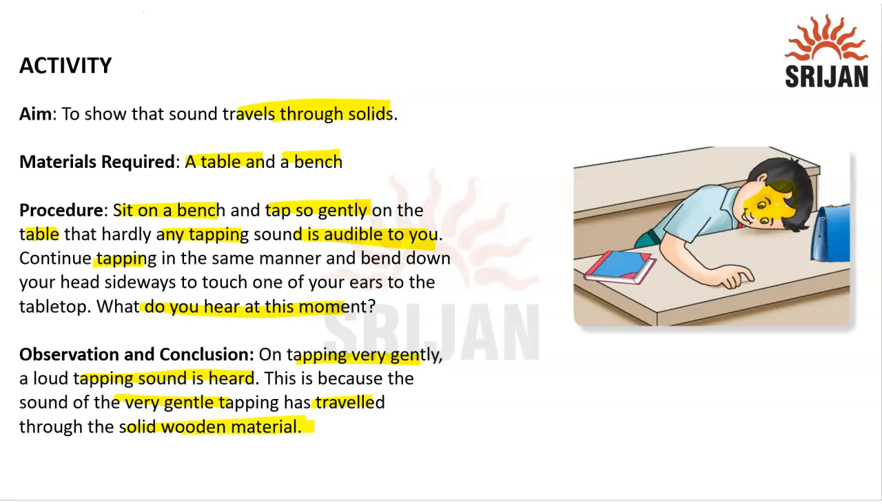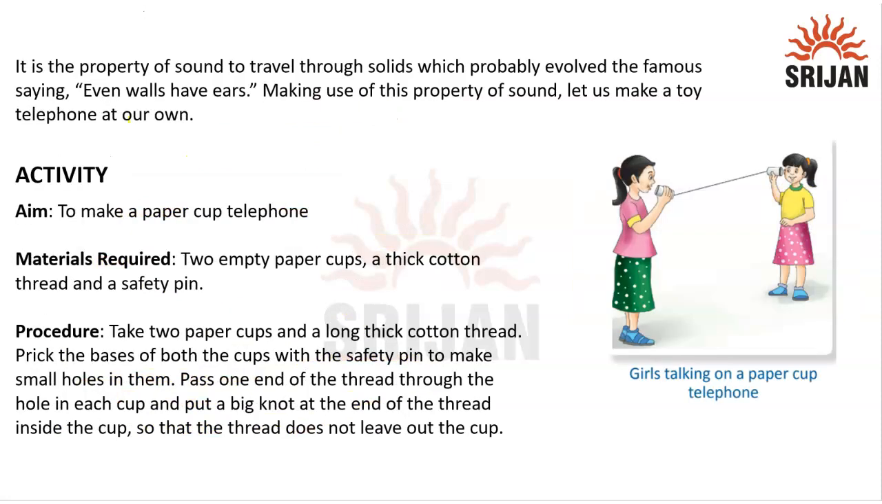I am sure that you must have done this in your school days or you are doing this currently in school. This is the property of sound to travel through solids, which probably gave rise to the famous saying that even walls have ears. Making use of this property of sound, let us make a toy telephone at home. We need two empty paper cups, a thick cotton thread, and a safety pin.